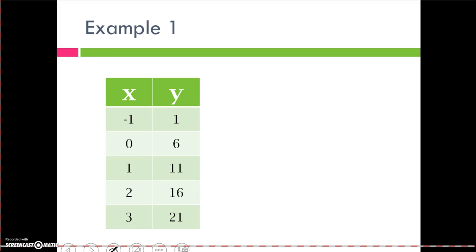So let's do an example. First thing we want to do, check to make sure our x values are in ascending order, which they are here. We go from -1 to 0, 1, 2, 3. So we have an order in our x values.